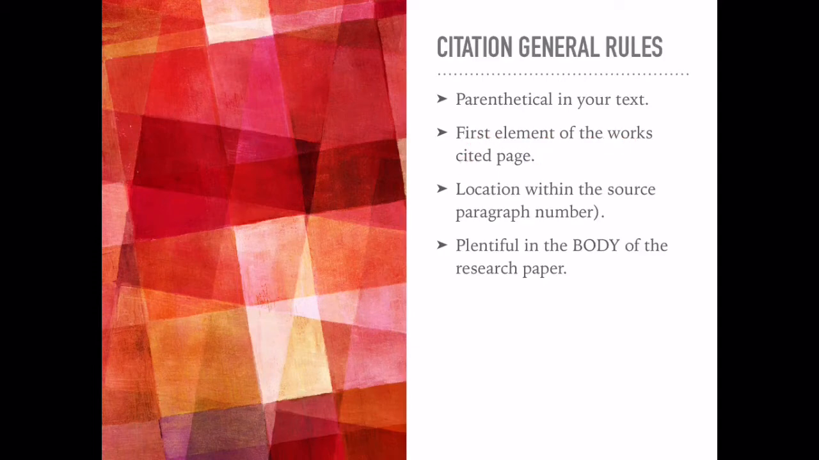So for the works cited page entry, I'm going to be looking for the information farthest on the left, the location within the source, so the paragraph number, and as I've said in class, I should see lots of parenthetical citations in the body of your research paper. So the one section in the body that I wouldn't expect to see them would be that My Connection section, where you're just sort of reflecting on your topic.